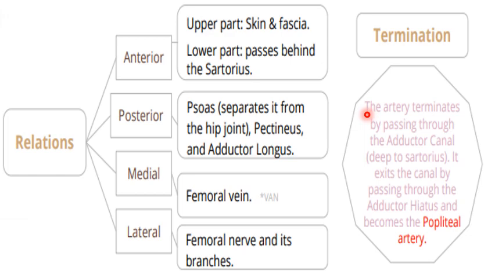It terminates passing through the adductor canal, and via the adductor hiatus, it exits the canal and enters into the popliteal fossa as popliteal artery. So the femoral artery continues as popliteal artery. So from above, when we take this continuation into consideration, it is the external iliac artery, which continues as femoral artery after entering behind the inguinal ligament, and this femoral artery continues as popliteal artery in the popliteal fossa.